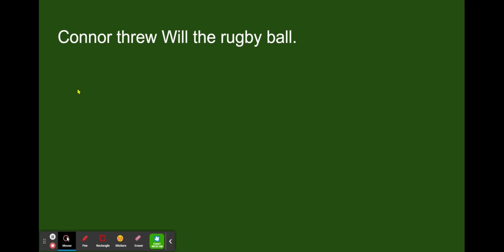Same here. I bought my sister lemons. We have an indirect object in sister. Mary read Jerry a book. Who received that book? Jerry received the book, not as a physical entity of a book, but as the reading of the book, the words out loud, like an audio version of that book. Connor threw Will the rugby ball. What did Connor throw? He threw the ball. Who received the ball? Will. By position here, you know that is an indirect object.